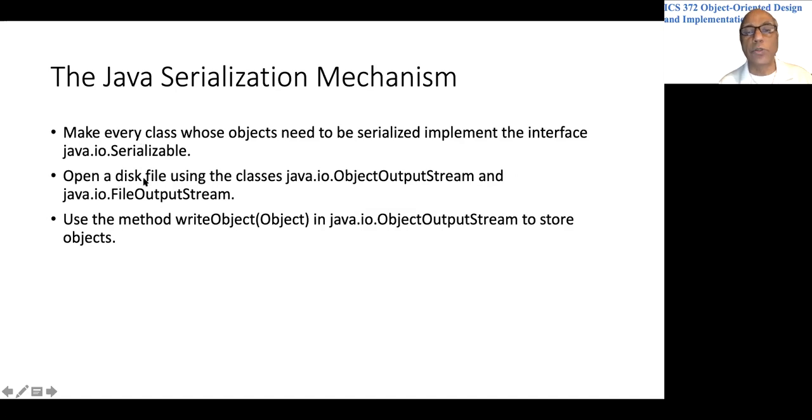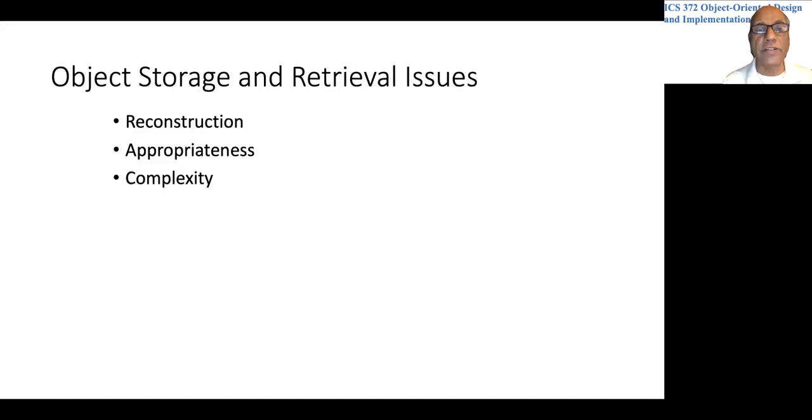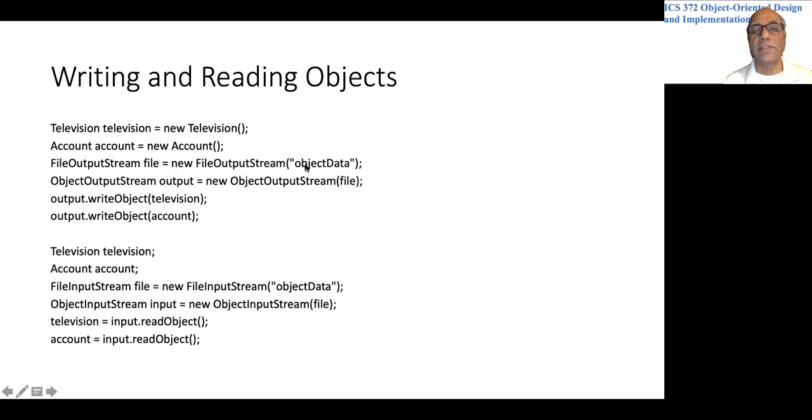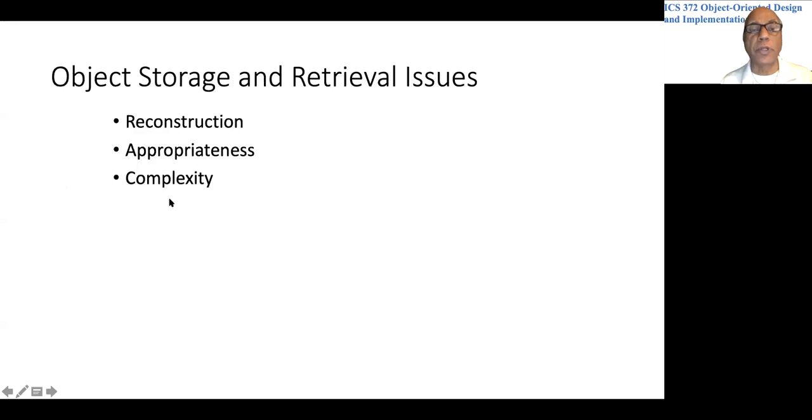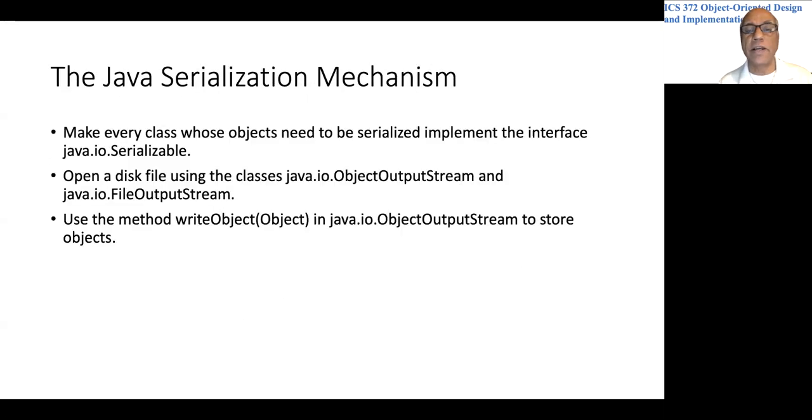Then you do that for every class for which you need serialization done. Then you need to open a disk file as we discussed earlier, like this, and then an object output stream, and write out all the objects that you want to serialize. Make sure that all these objects, their corresponding classes, are declared to implement Serializable, and use writeObject to write out all the objects.